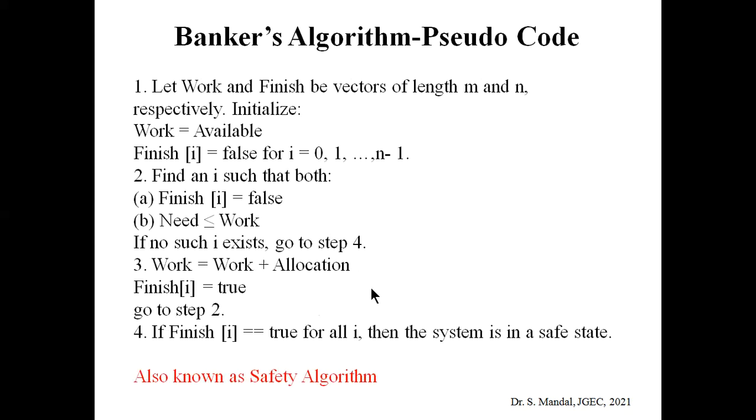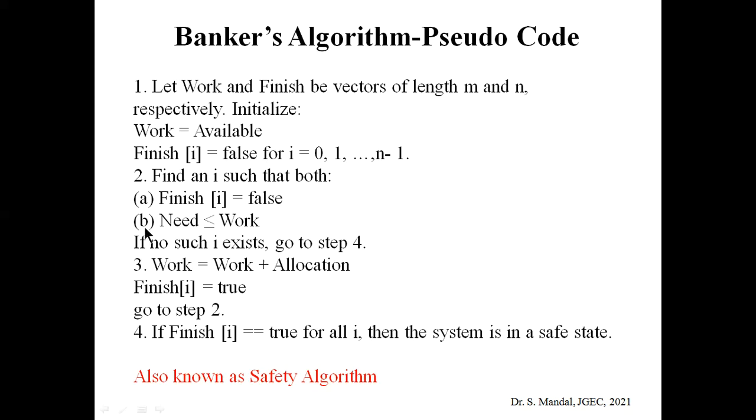Now let's start. This is the pseudo code of the Banker's algorithm. Let work and finish be vectors of length m and n, and we initialize work equal to available, and finish[i] equal to false. Let's start with i equal to 0, and we need to find one where both conditions are satisfied: finish[i] equal to false and need less than or equal to work.